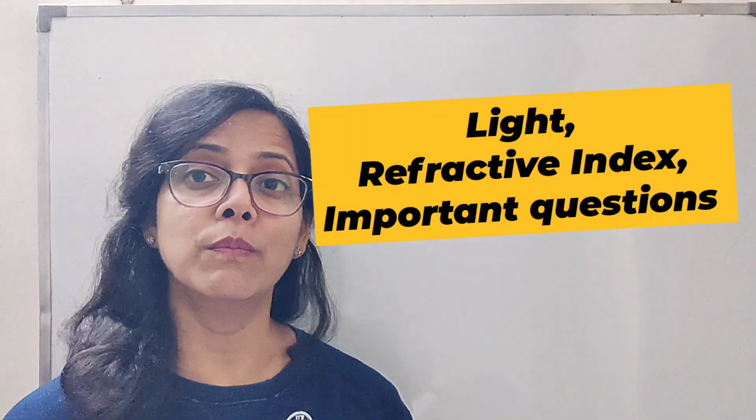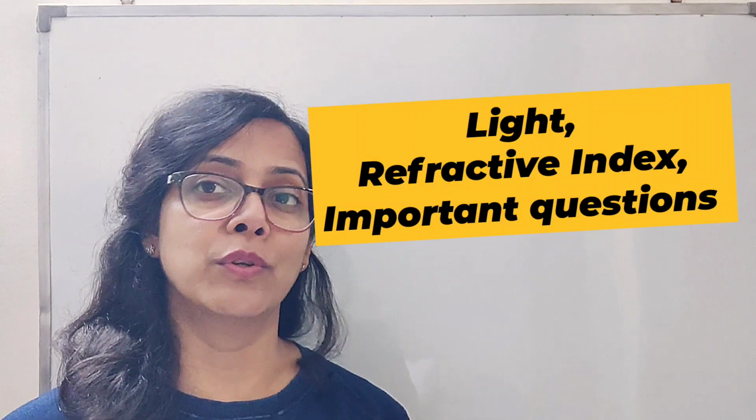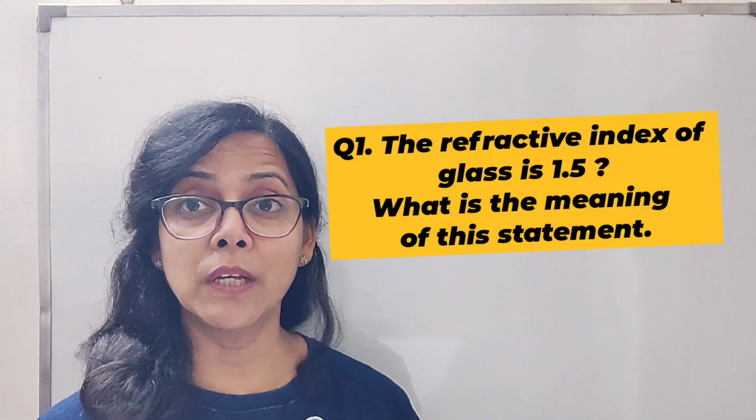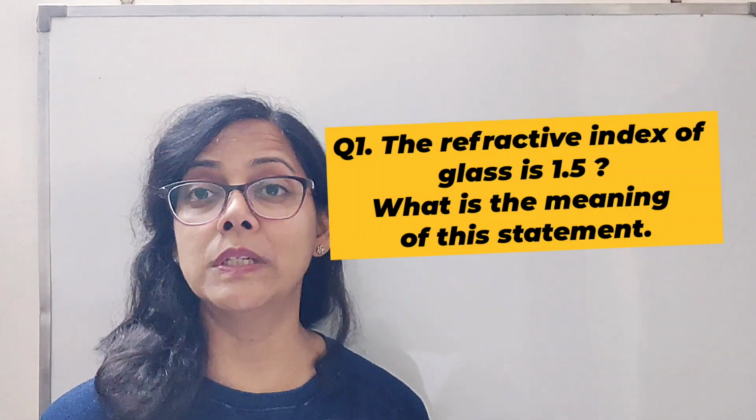Today we are going to do some very important questions of refractive index. Now let's see those questions one by one. So the first question is, the refractive index of glass is 1.5. What is the meaning of this statement?